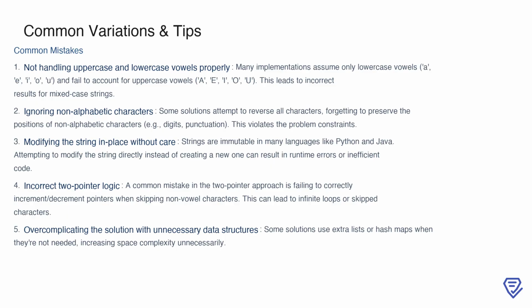Another error occurs when trying to modify the string in place. Since strings are immutable in languages like Python and Java, direct modifications will either fail or lead to inefficient code. Additionally, the two-pointer approach, while efficient, can be mishandled if the pointers are not incremented or decremented correctly when skipping non-vowel characters. This can result in infinite loops or skipped characters. Finally, avoid overcomplicating the solution. Introducing unnecessary data structures, like extra lists or hash maps, can increase space complexity without adding value. Keeping the solution simple and efficient is key.